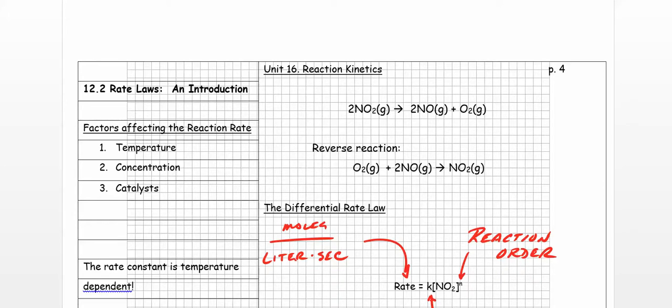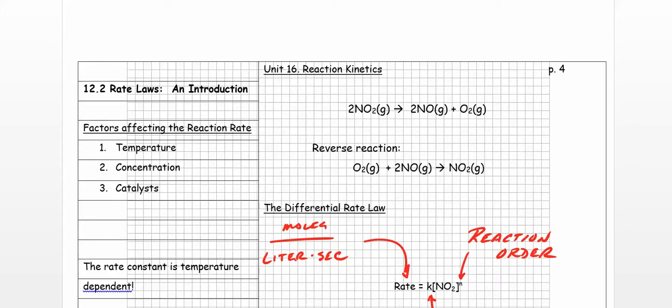I do want to welcome you to this second installment of Unit 16. This is Reaction Kinetics. If you're following along with me in the zoomed all text, this is 12.2 Rate Laws and Introduction. So last time we were looking at this reaction. We have 2 moles of NO2 gas yields 2 moles of nitric oxide gas plus oxygen gas. And before we proceed, I want to do a little bit in the way of review.